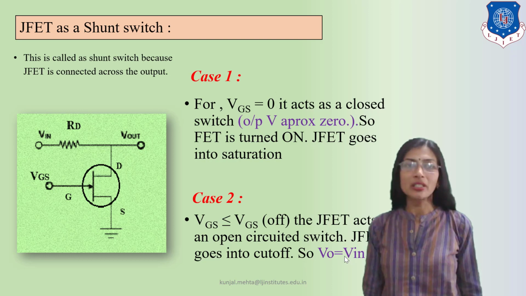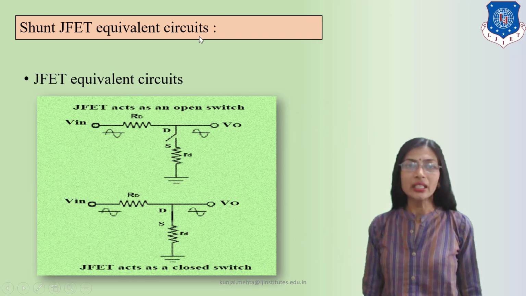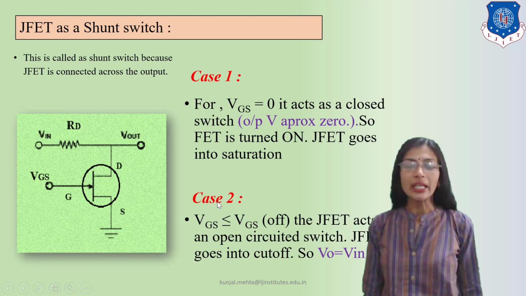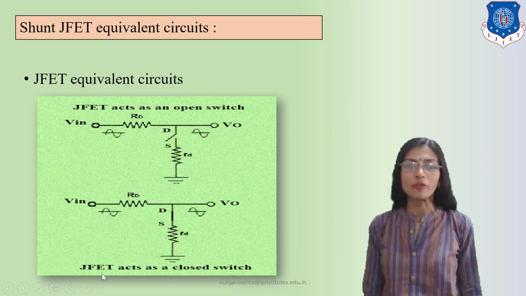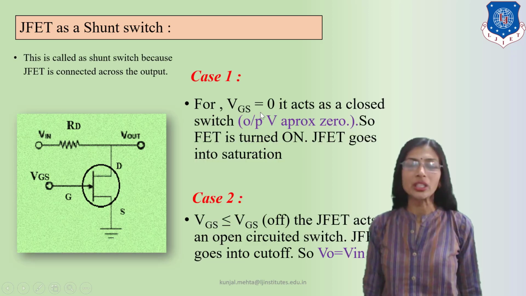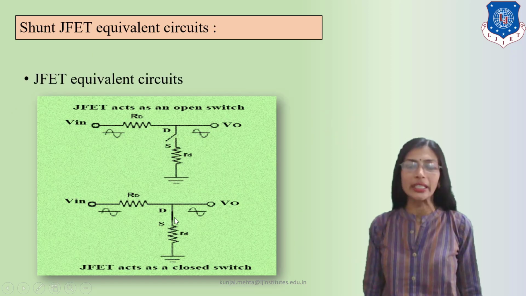Now let's study the JFET equivalent circuits. If it is in parallel, shunt switch, this is open switch and this is closed switch. If JFET acts as an open switch, then VO equals Vin as per the case 2 discussion, and this is the equivalent circuit. JFET acts as a closed switch if input is 0. For case 1, if VGS is equal to 0, then JFET acts as a short circuit according to the second equivalent circuit, and if it is short circuit, then output is approximately 0.